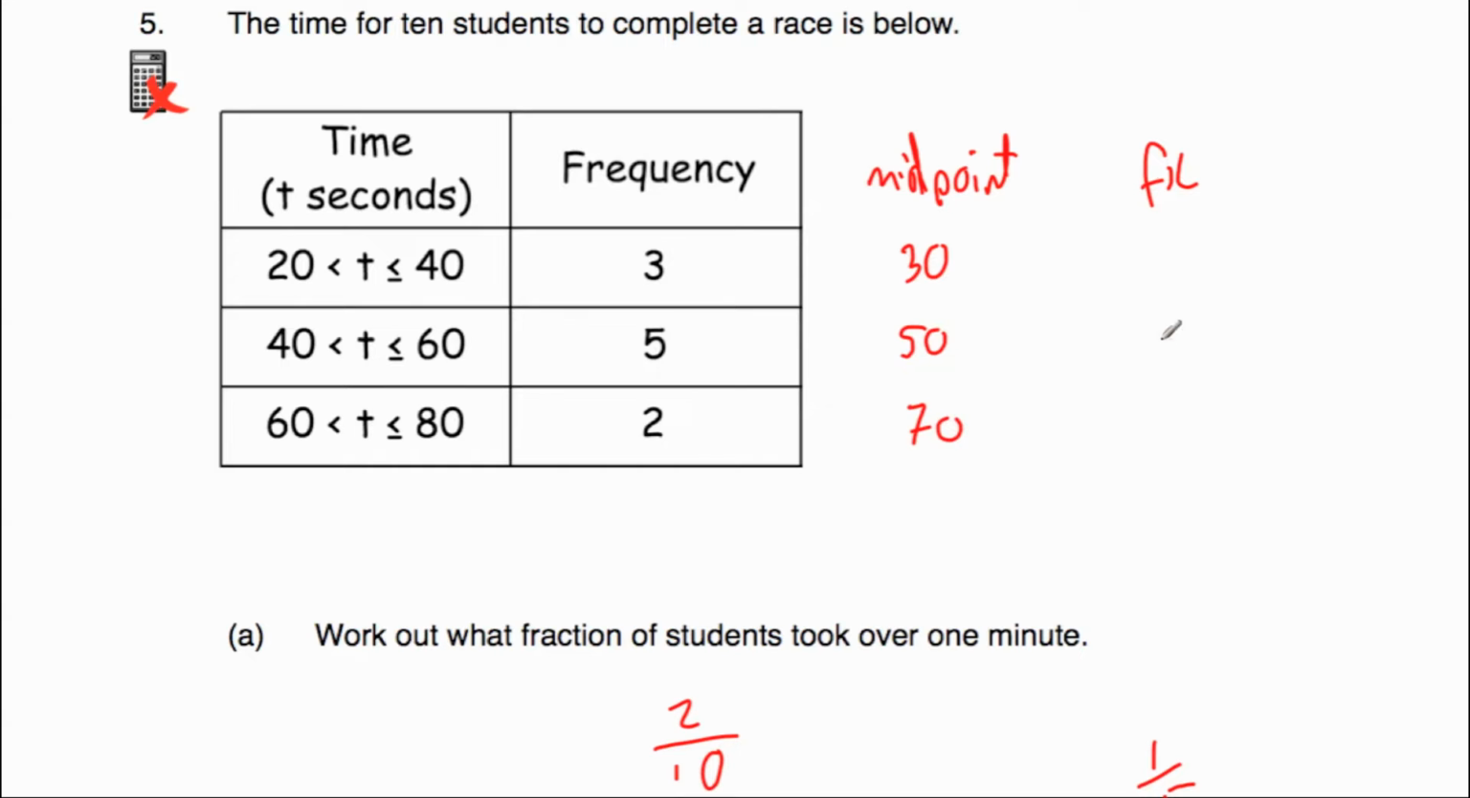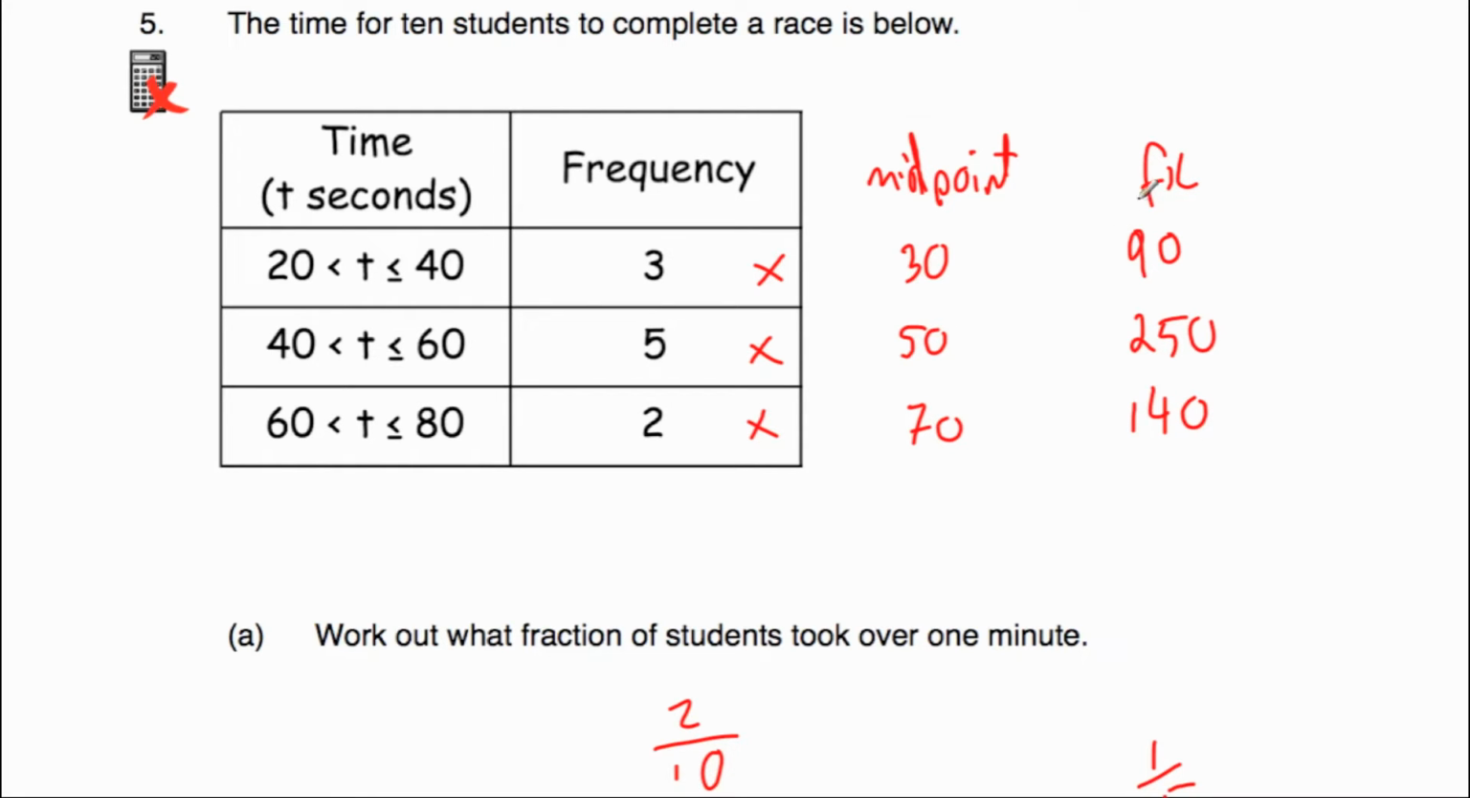Now we need to find our fx column. Remember, that's found by multiplying the frequency by the midpoint. Frequency times midpoint and frequency times midpoint. So 3 times 30 is 90 seconds. If these 3 students took between 20 and 40, we're going to assume they took 30 seconds each, and there's 3 of them. So 30 times 3 is 90 seconds in total. 5 times 50, that's going to be 250. And 2 times 70 is equal to 140.